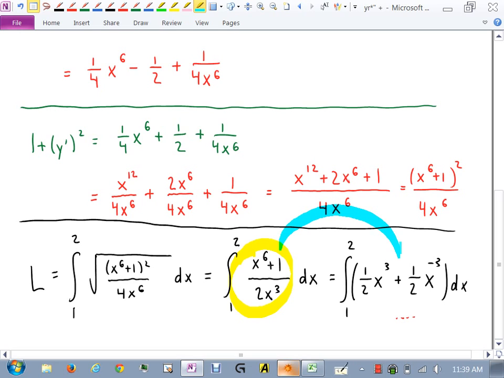Okay, this makes sense? Okay? All right, let's talk about surface area then.